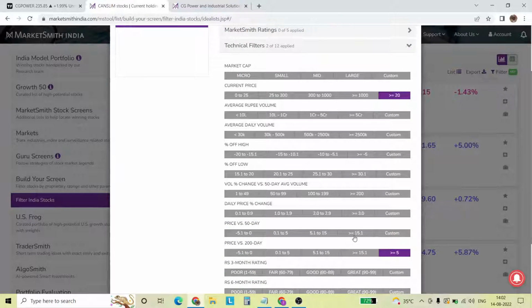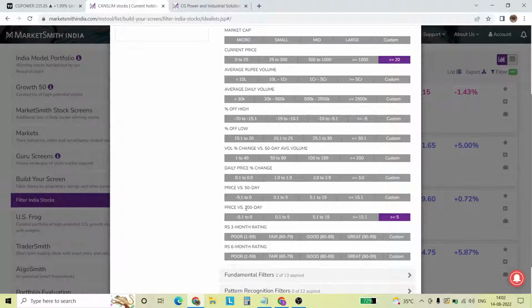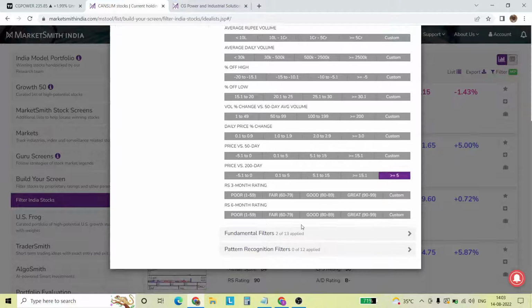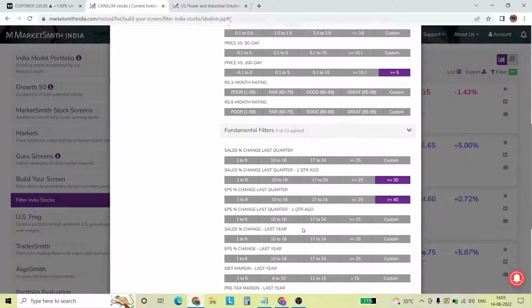Simple. And I'm also looking for prices which are above the 200-day moving average. I just had to give a value, so it is given as greater than or equal to 5, at least 5 rupees above the 200-day. It doesn't matter if it is 5 rupees or 1 rupee. All I want is for the stock to be above the 200-day moving average. Simple.